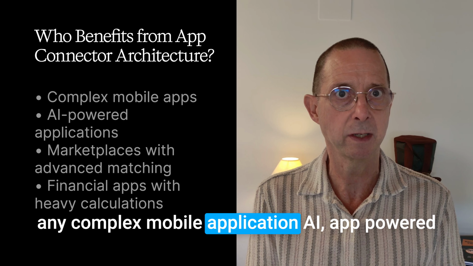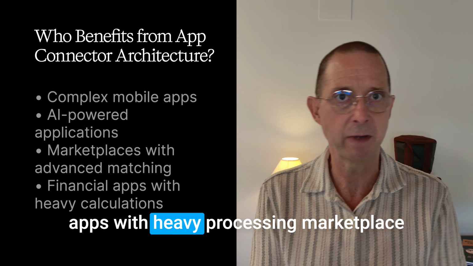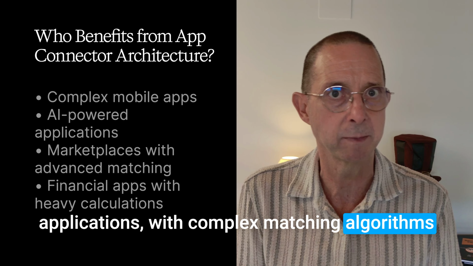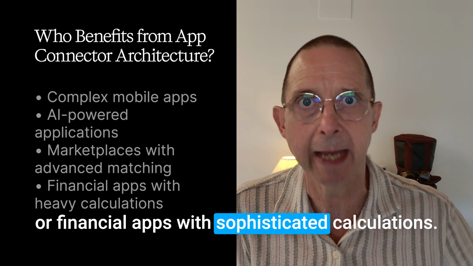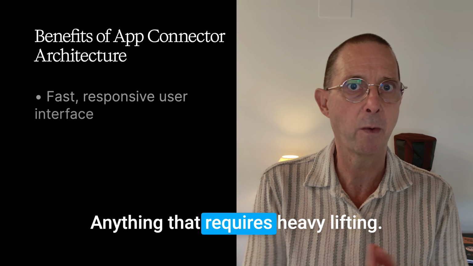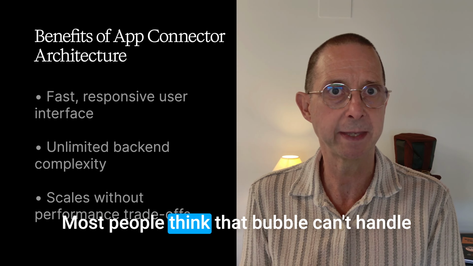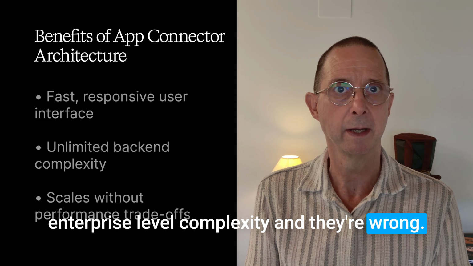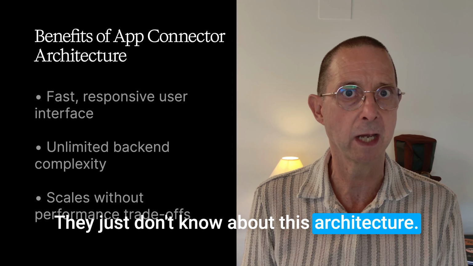But here's why this isn't just about Web3 or blockchain or any specific type of application. This app connector architecture works for any complex mobile application. AI-powered apps with heavy processing, marketplace applications with complex matching algorithms, or financial apps with sophisticated calculations. Anything that requires heavy lifting. Most people think that Bubble can't handle enterprise-level complexity, and they're wrong. They just don't know about this architecture.